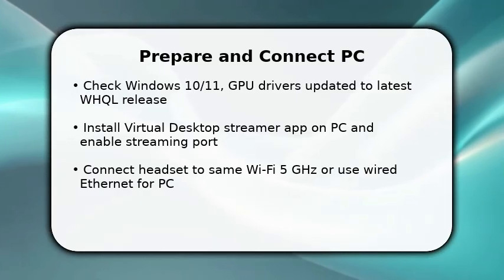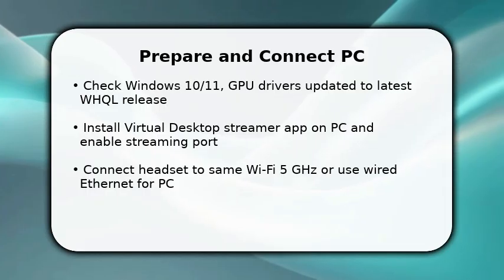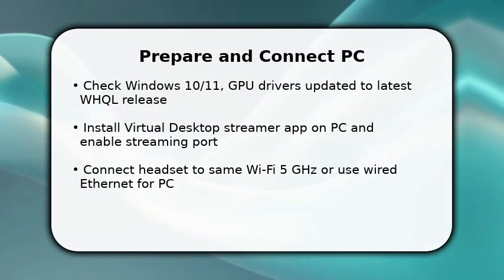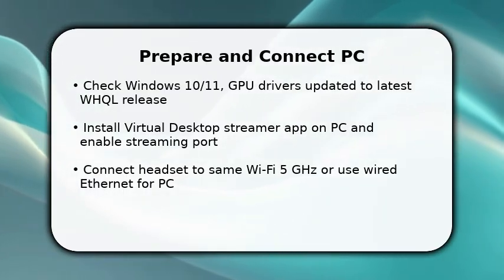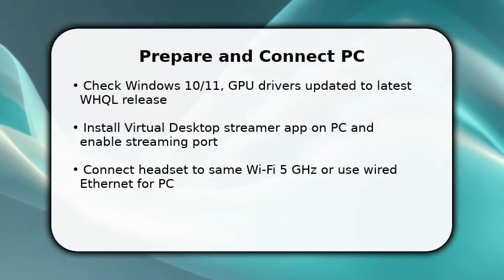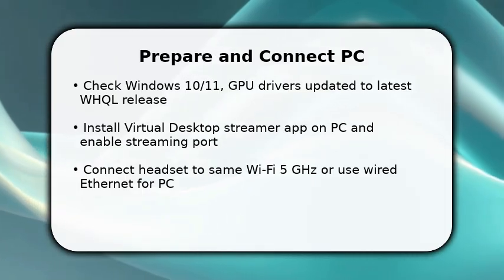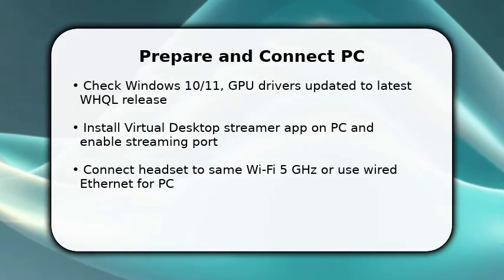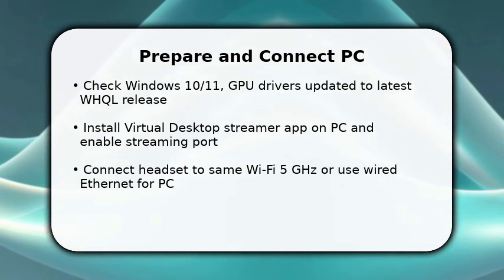Enjoy the video. You start by preparing the PC and network because bandwidth and drivers determine experience. Install the Virtual Desktop Streamer app, sign in with your headset account, and allow firewall access. Once done, update GPU drivers to the latest WHQL build so decoding is stable. Make sure your headset and PC share the same 5 GHz Wi-Fi, or, better, use wired Ethernet to reduce latency. This first step prevents stutter and dropped frames and gets you ready for pairing.